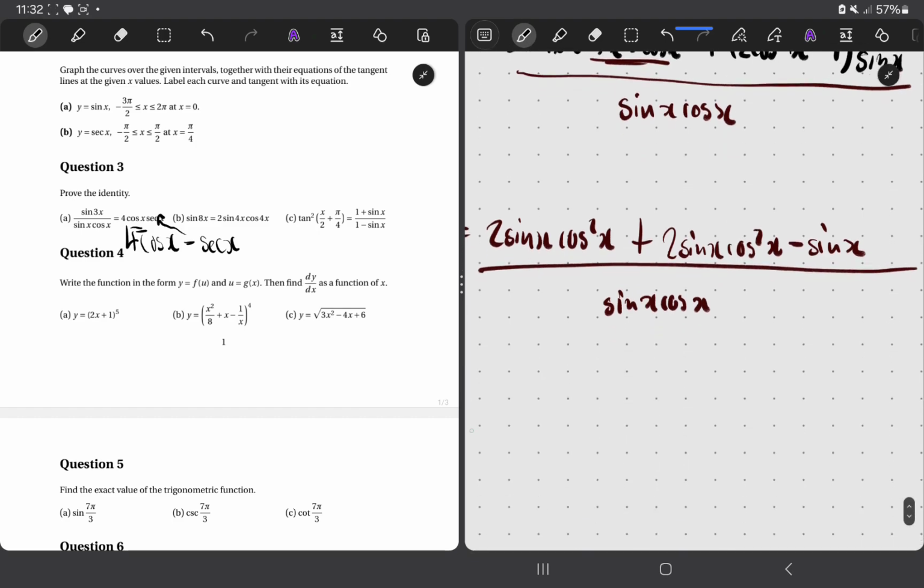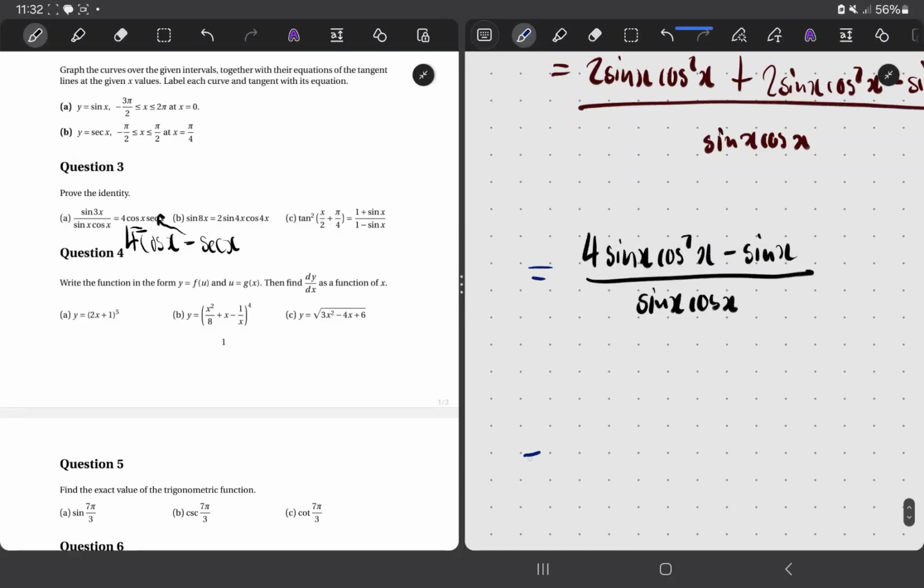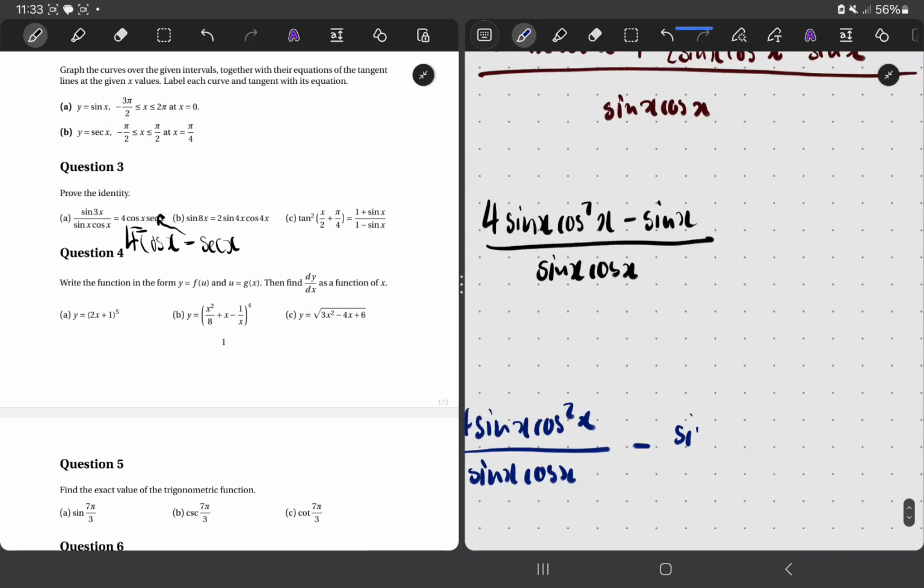Now, what is this 2 sine x cos squared x plus 2 sine x cos squared? It becomes 4 sine x cos squared x minus sine x all over sine x cos x. Then now we are allowed to split the numerators. Remember that. Always remember that. Numerators you can split. What you don't split is the denominator. So in here we can say this now just becomes equal to 4 sine x cos squared x all over sine x cos x. Then minus, because you are splitting the numerator, it's minus sine x all over, still the same thing, sine x cos x.